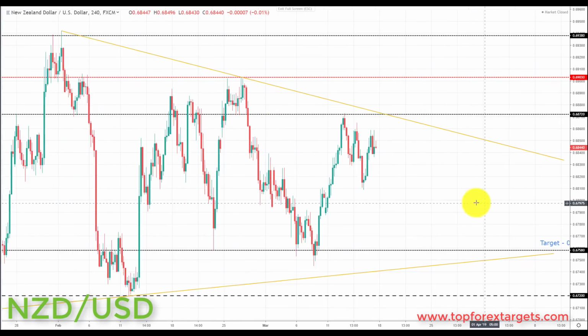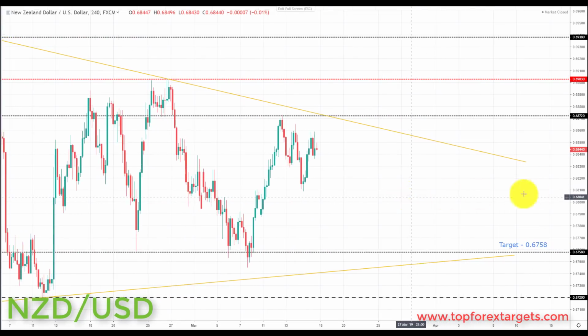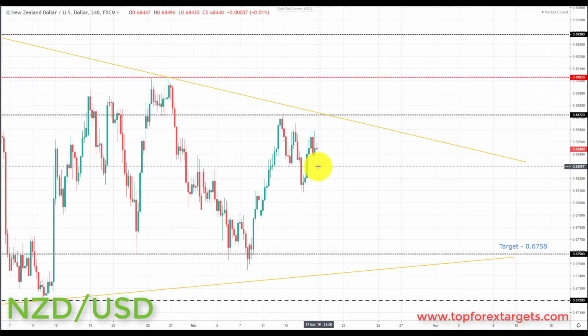So very simply put, going into next week, one more test would be good. If we come up and retest the top of this downward sloping trend line as well, if we get a test of the 0.6872, this is going to be an area in the New Zealand dollar we're going to start to look for bearish setups.